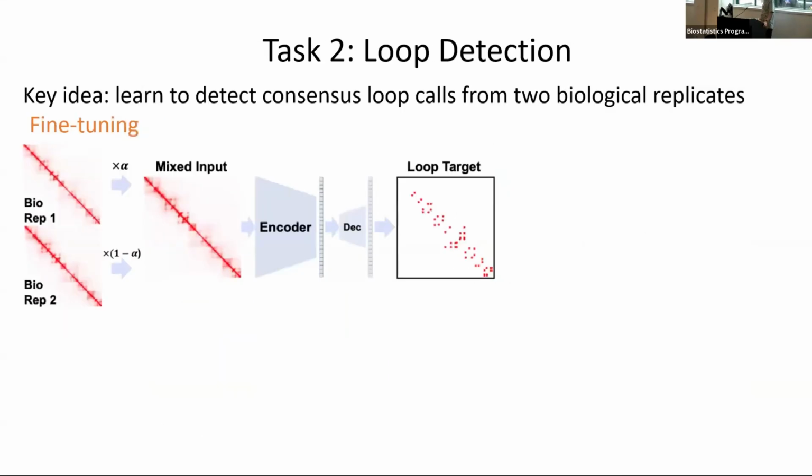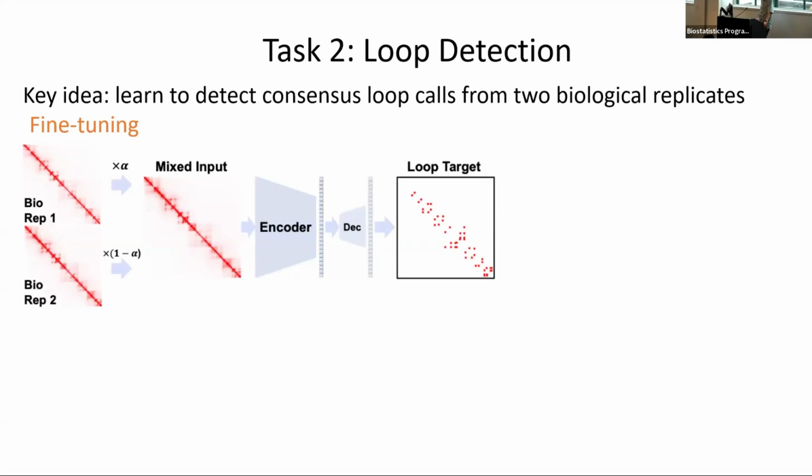Task number 2, I'm going to skip over the validation for the other tasks, but I wanted to show you one of them. Task 2 is loop detection, which is arguably one of the ones of most interest to many downstream users of Hi-C. They really care where the loops are, but they're also hard to find because they're a fine resolution thing, so they tend to require high sequencing depth.